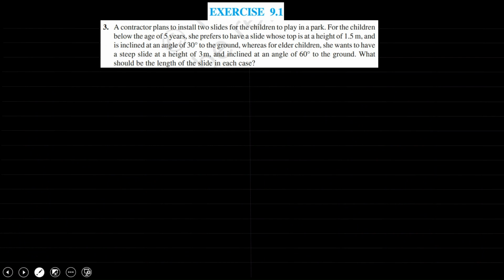And let me go to the next question. The third one. A contractor plans to install two slides for children to play in the park. One is for children below age 5 years. So let me start by writing down the same thing. He is planning to install two slides, one for children below 5 years and one for elder children, right?